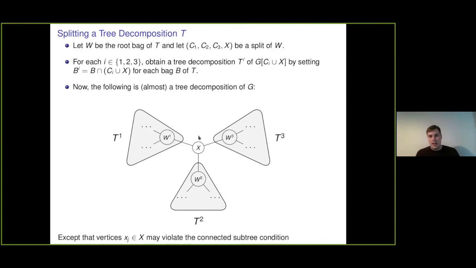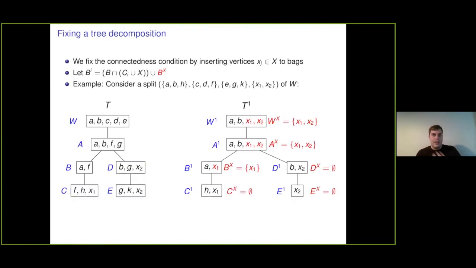And now what we want to do is fix this tree decomposition so that it satisfies this condition. And the magic of Bellenbaum and Diestel is basically saying that we can fix the tree decomposition without any cost. So let's see how we do it. We fix this connectedness condition by just inserting vertices xj that are in the separator into bags.